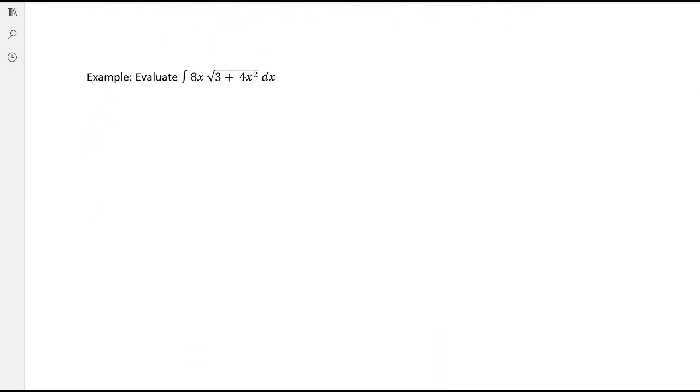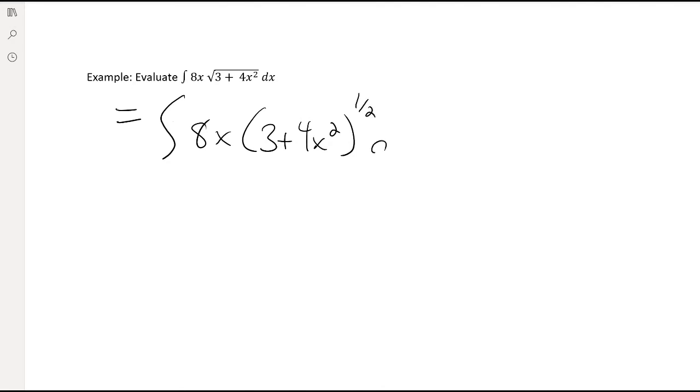For example, evaluate this, the integral of 8x times the square root of 3 plus 4x squared dx. First step before we do anything is we need to rewrite that square root as the 1/2 power. Okay, just rewriting there.